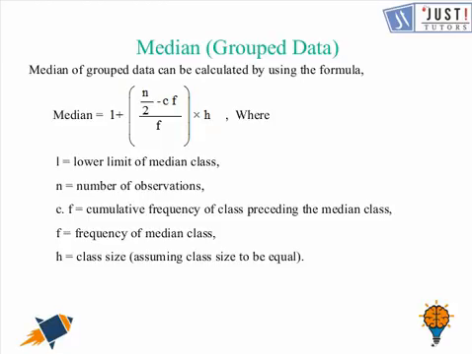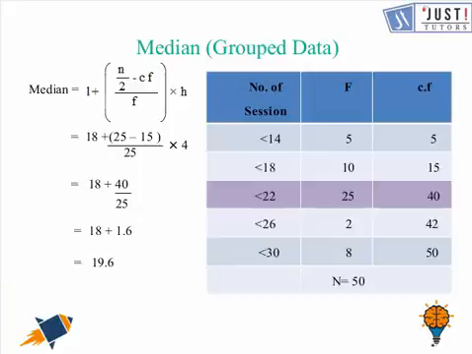Now let's learn about the formula that we use to find the median, which is L plus (n over 2 minus Cf) divided by f, times h, where L is the lower limit of the median class, n is the number of observations, and Cf is the cumulative frequency of the preceding class. So we must know that in this case we consider the cumulative frequency of the class preceding the median class. The next one is f, which is the frequency of the median class itself, and then h, which is the class size.